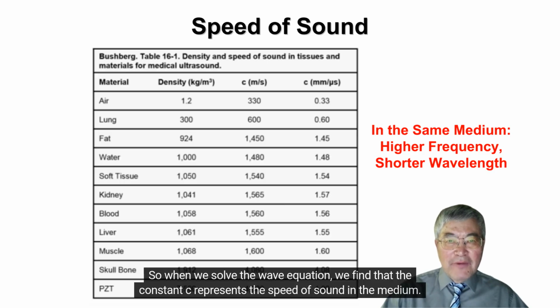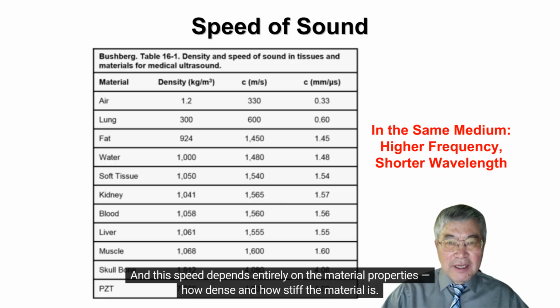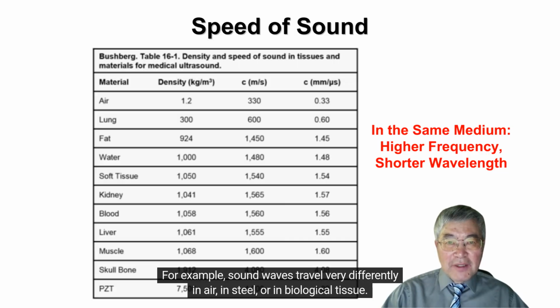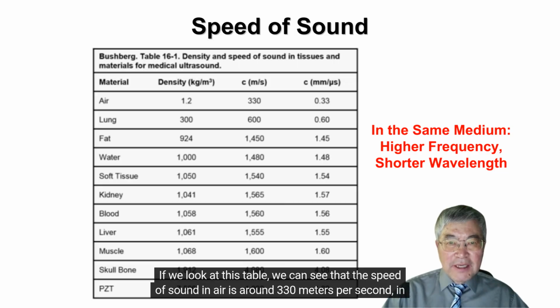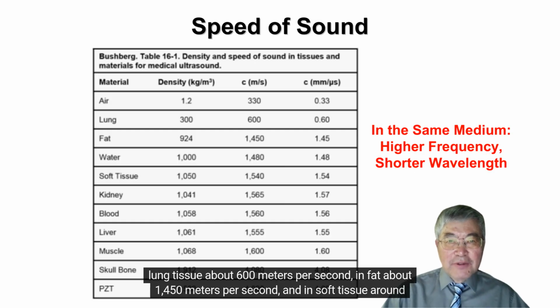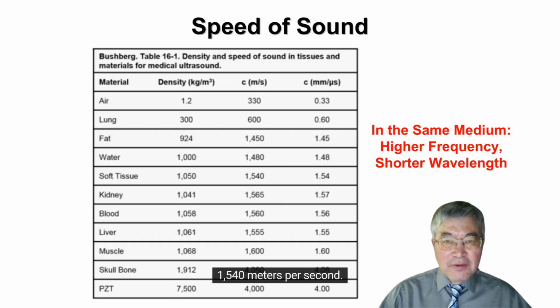So when we solve the wave equation, we find that the constant c represents the speed of sound in the medium. And this speed depends entirely on the material properties, how dense and how stiff the material is. For example, sound waves travel very differently in air, in steel, or in biological tissue. If we look at this table, we can see that the speed of sound in air is around 330 meters per second, in lung tissue about 600 meters per second, in fat about 1,450 meters per second, and in soft tissue around 1,540 meters per second.